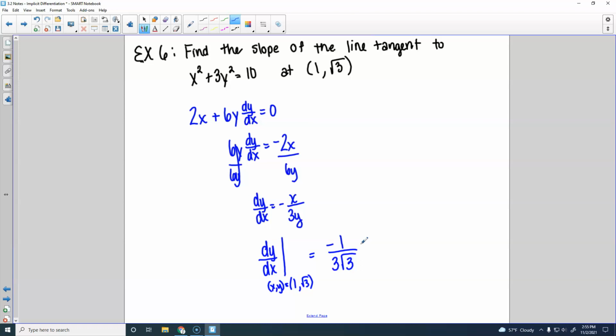That's your slope. That's the answer. Leave it like that. You don't have to rationalize or anything here, although you could, and it is going to simplify a little bit if you do. But you can leave it like it is. This is your slope of the tangent line at (1, square root of 3). And this one only asks for slope, it doesn't ask for the equation, so you can stop here.